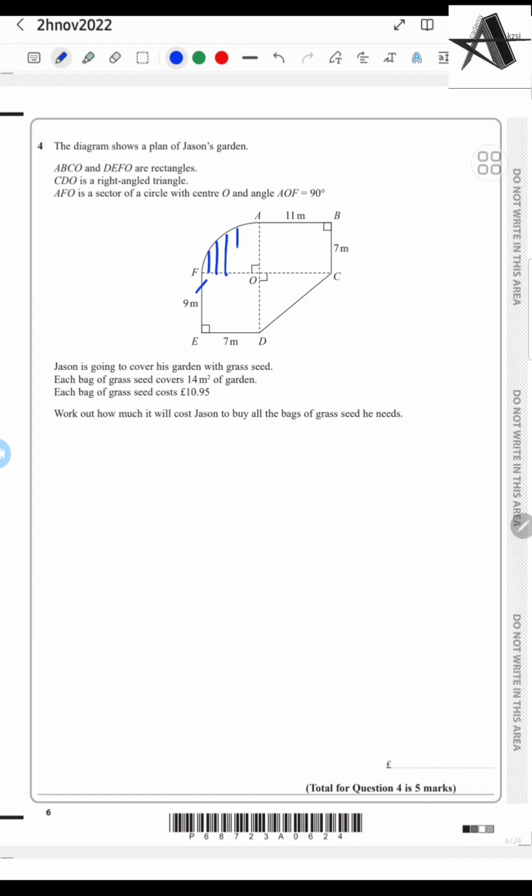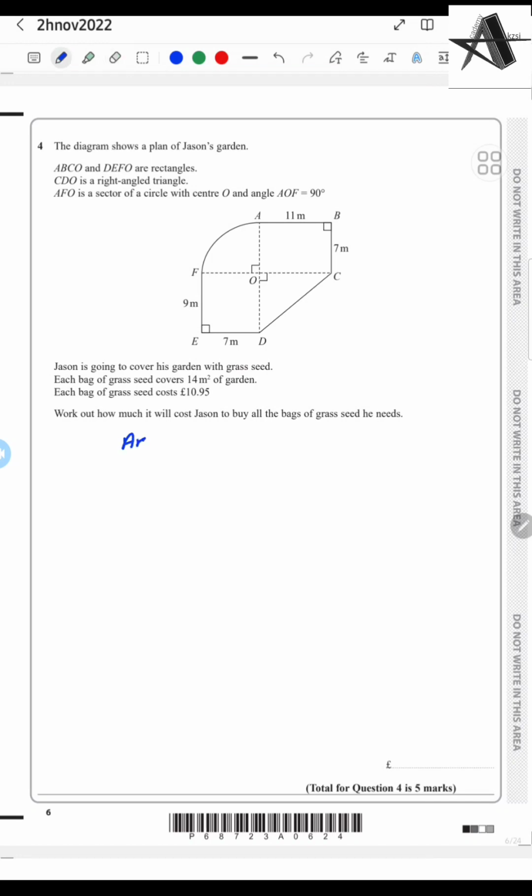Area of sector, there is a separate formula, but since they have already mentioned that it's 90 degrees, that means clearly it's 1/4 of the area of a circle. That's it. So area of a circle is pi r squared, so this is going to be pi r squared over 4. Plus, next is area of ABCO. So I'm just writing it here for better understanding.